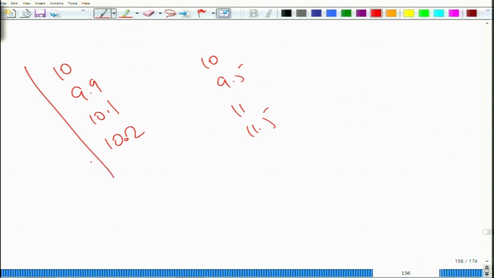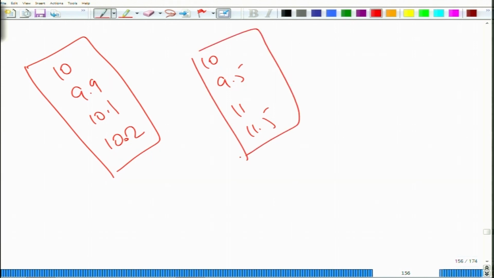So, in the first case we see that all of these values are close together. 10, 9.9, 10.1, 10.2. There is very little difference between all of these measurements, whereas in this case the range is very large. So, we say that these measurements are precise and these measurements are imprecise. How close are the values to each other?